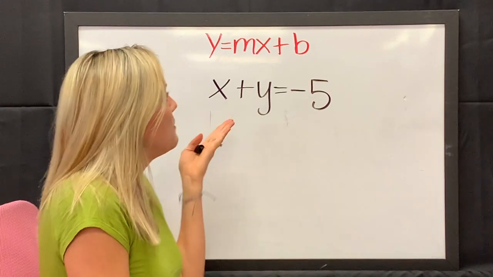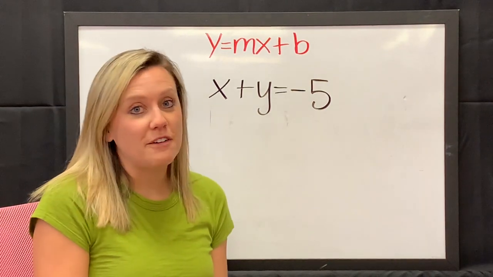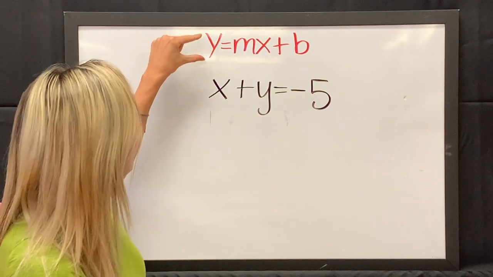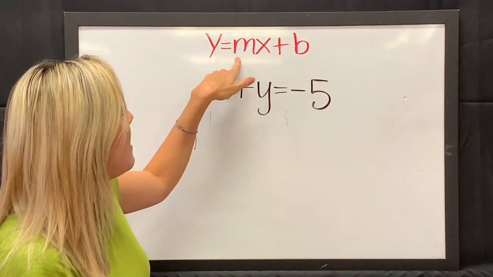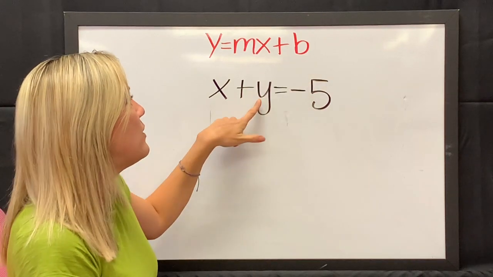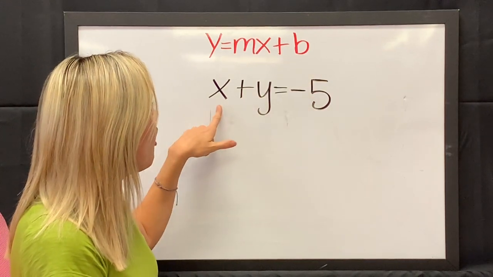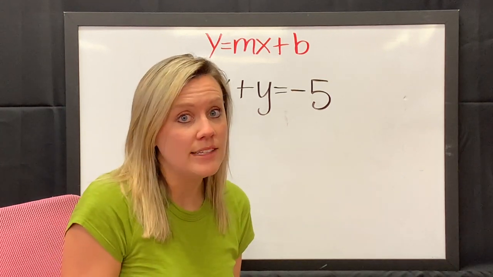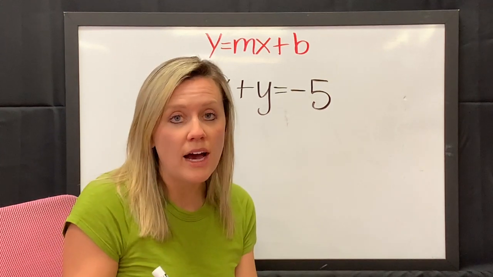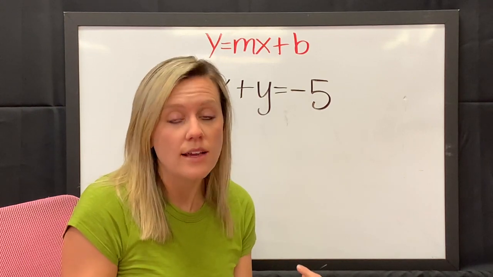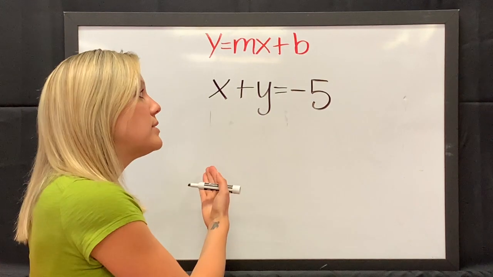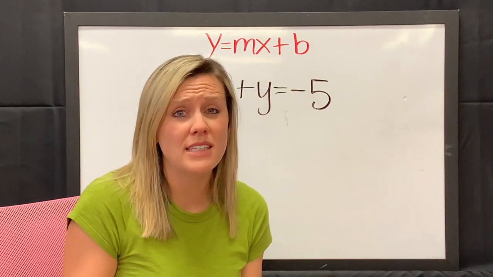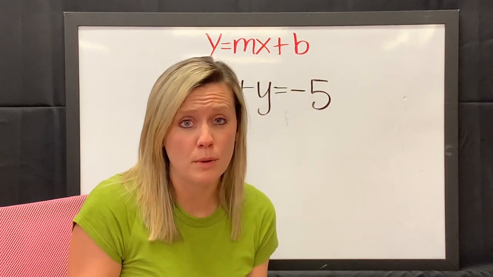Here is our first problem, x plus y equals -5. And our goal is to get y by itself on the left-hand side and then everything else on the right. So if we want to get y by itself, all we need to do is get rid of x. And x is being added to y, so to undo that, we would want to subtract x. And whatever we do on one side of the equal sign, we have to do on the other side of the equal sign because we want to keep our equation equal on both sides.